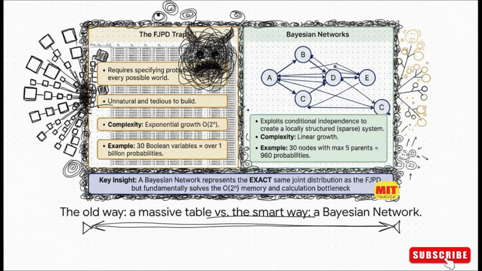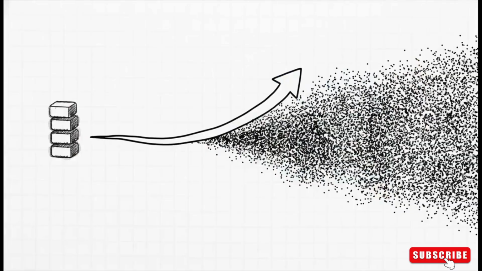Well, you could try the brute force way. You could literally create a giant, monstrous table with the probability of every single combination of events. But as you can see on the left there, that's a complete nightmare. We call this the FJPD trap, the full joint probability distribution. And it's a trap because it's not just tedious, its complexity grows exponentially. And when I say exponentially, I mean it.